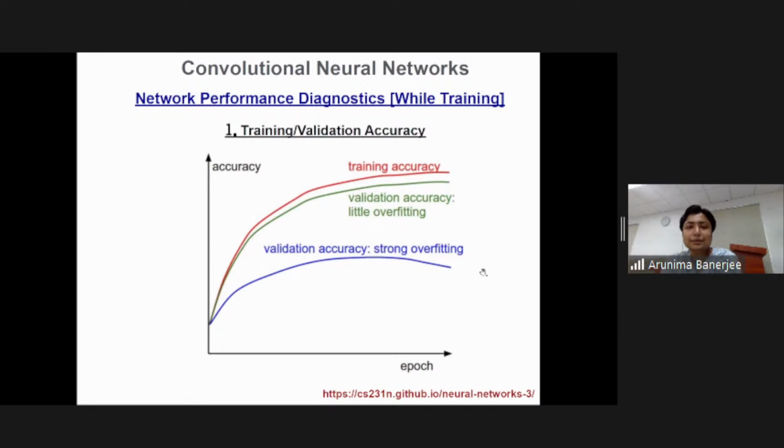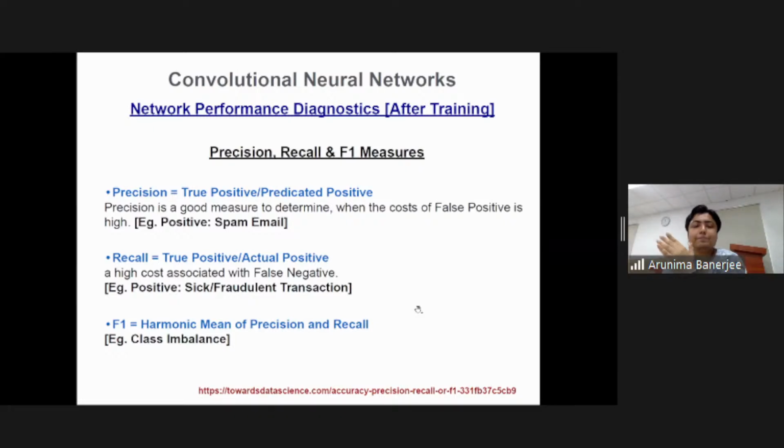Okay. Fine. So these are the network performance diagnostics: accuracy, training, validation accuracy. While you are training, at the end of each epoch, each trial, you match your prediction with the data, right? So that is the training and validation accuracy. After your model has been trained, there are also various metrics to test how effective your model is. These are precision, recall, F1.